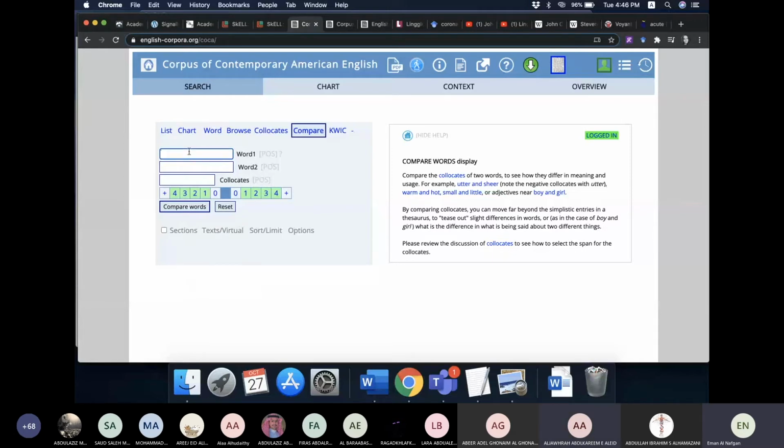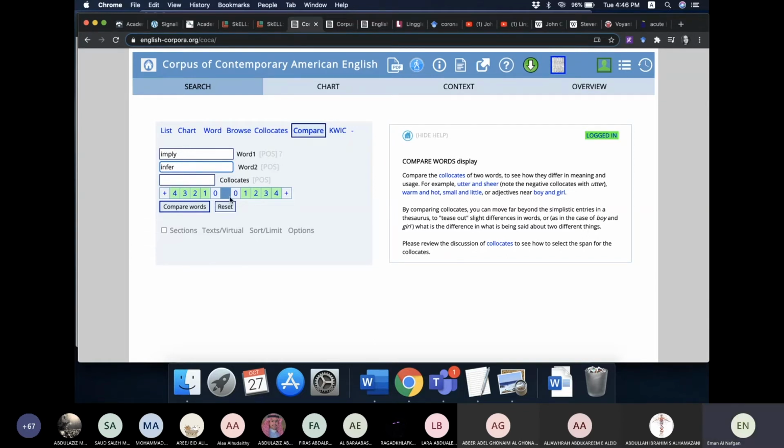For example, something that my students always confuse: imply and infer. Now, in order to clarify imply and infer, I want you to look at the subject of imply and infer. To do that, I would click first on compare. Do you see? Compare. And then I would put my first word, imply, and my second word, infer. Now here, collocates are words that the algorithm shows occur together.